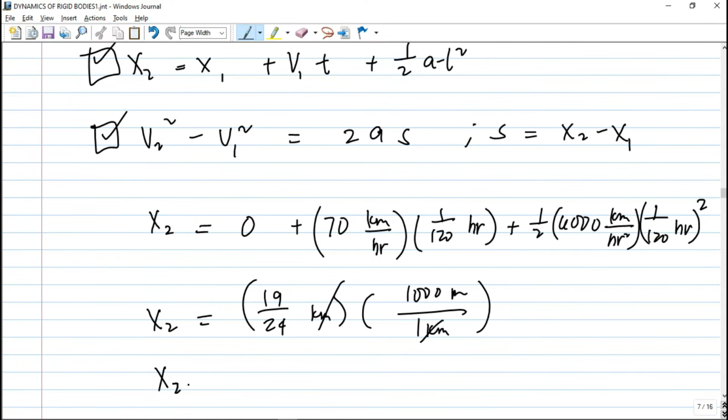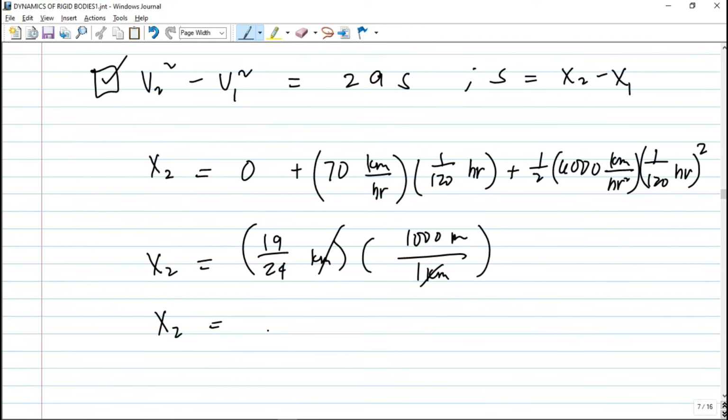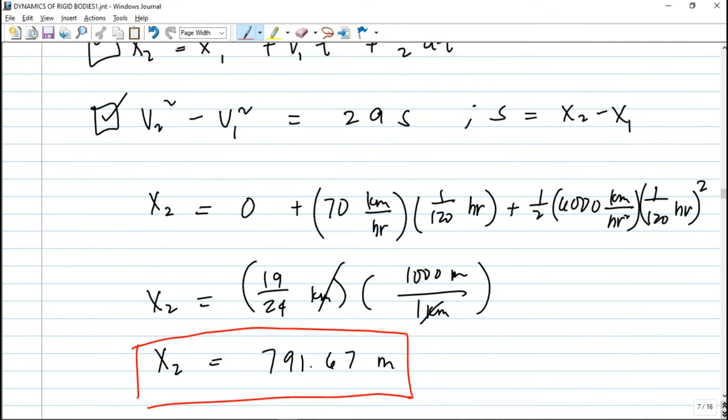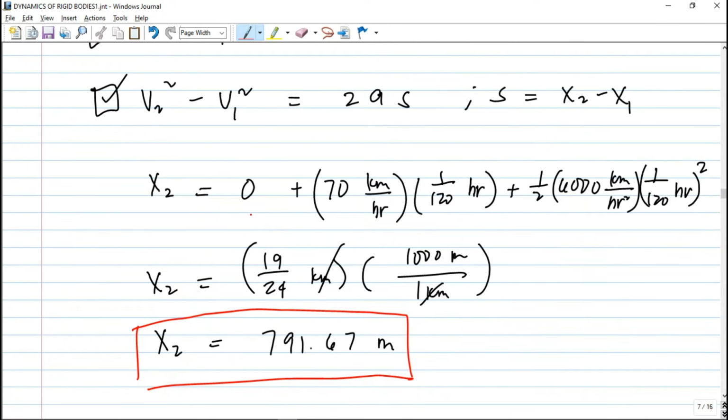So x sub 2, or the final position of our car, is 791.67 meters. That is the final position, or the distance traveled by this object, since it is rectilinear motion. Or you can actually use this second equation. You can actually use this. We should get the same answer.